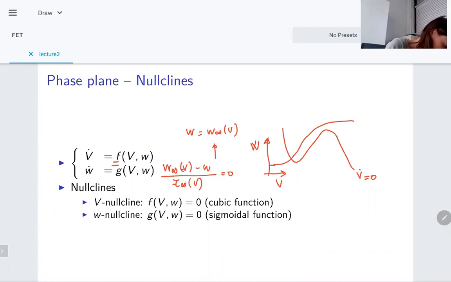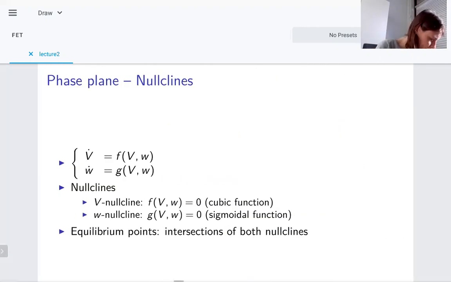Okay, so it goes from 0 to 1. The places where these null lines intersect correspond to equilibrium points of the system, because in these places the velocities of both variables vanish. Okay, and so these are the equilibrium points.